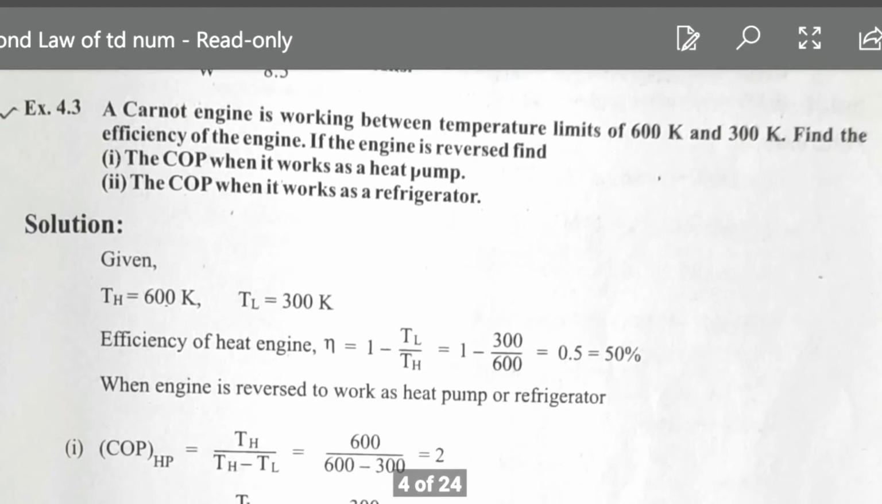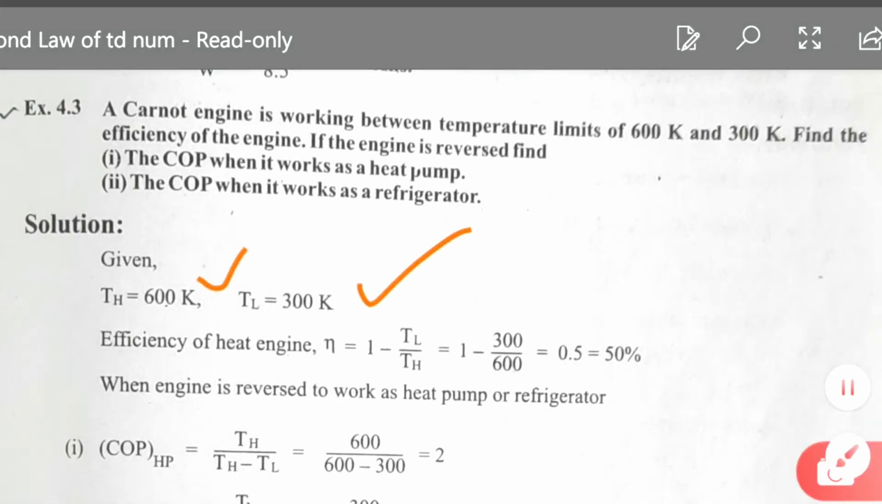The next problem: a Carnot engine is working between temperature limits of 600 Kelvin and 300 Kelvin. Find the efficiency of the engine. If the engine is reversed, find the COP when it works as a heat pump and the COP when it works as a refrigerator. Now the given data is TH, the source temperature, equal to 600 Kelvin and TL equal to 300 Kelvin.